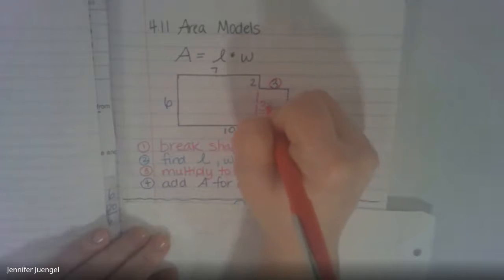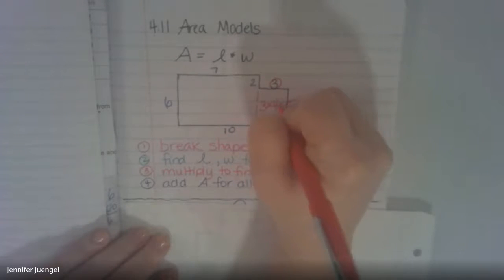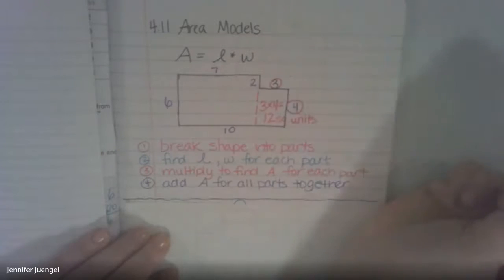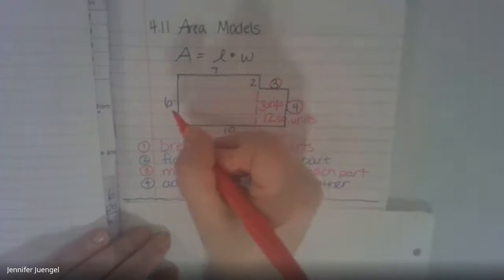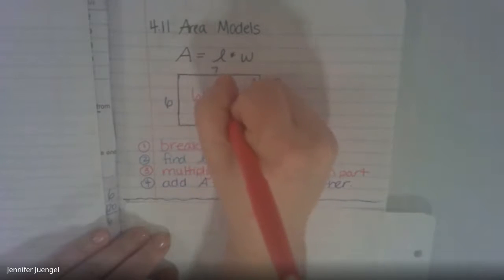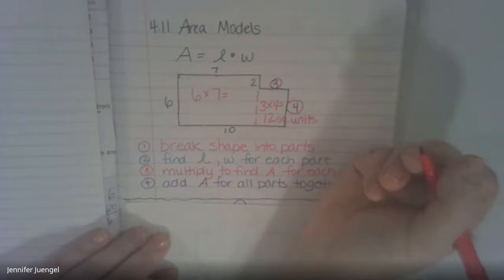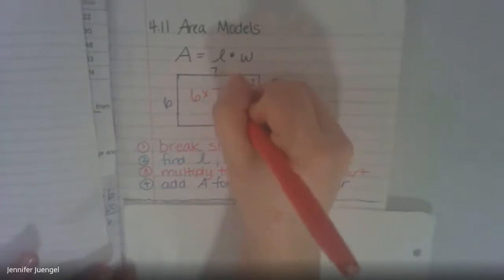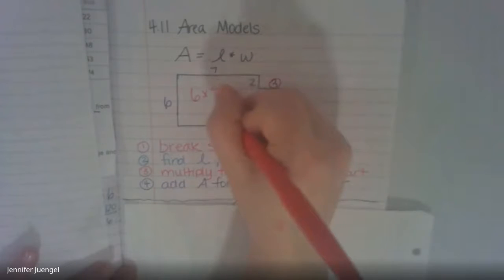3 times 4 equals 12 square units. Now remember, it has to be square because we're talking about a two-dimensional shape. Over here, the area would be 6 times 7. Okay, 6 times 7, which of course is 42 square units.